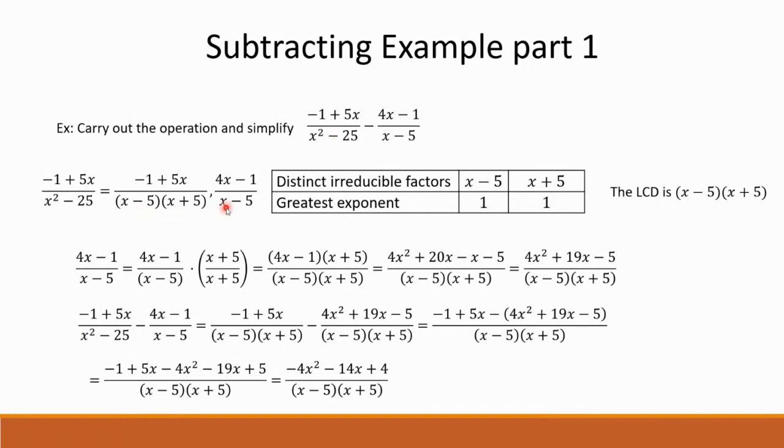For the second one, we're missing x plus 5, right? The LCD I have written here. For the second one, we're missing x plus 5. So what do we do? We have to multiply the bottom by x plus 5. And again, to keep everything algebraically the same, we have to do the same thing to the top. As you can see, that's what I'm doing. So we do the bottom and the top, and that's what we have here.